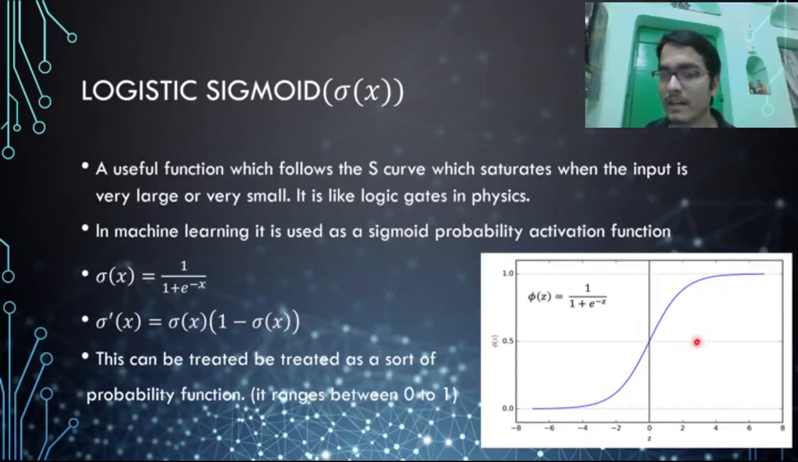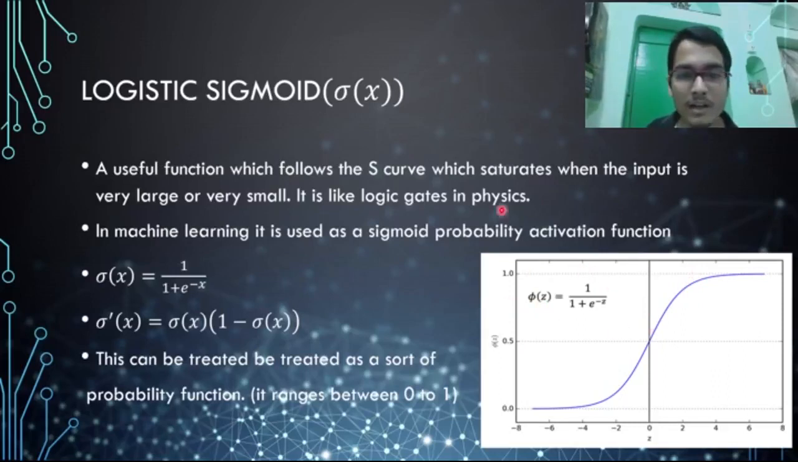If z is greater than 0, we are more towards 1 than towards 0, so we can say that our class is 1. So we are basically predicting our class. Suppose we have two classes, 1 and 0. We can say that if our phi of z is greater than 0.5, or z is greater than 0, it is more towards 1, and therefore there is more probability that our class is 1. In this sense, you can also consider this as a probability function.